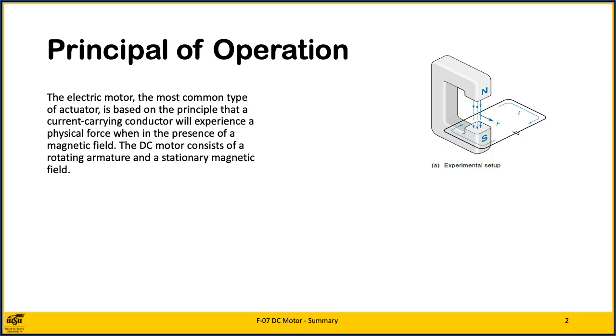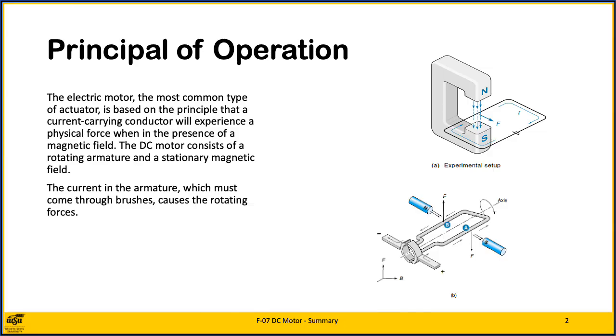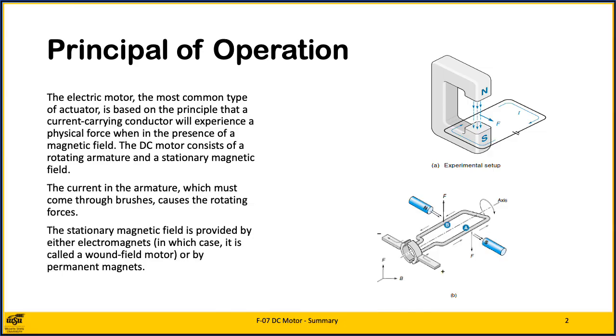The DC motor consists of a rotating armature and a stationary magnetic field. The current in the armature, which must come through the brushes, causes the rotating forces. The stationary magnetic field is provided by electromagnets, in which case it is called a wound field motor, or by permanent magnets, in which case it is called a permanent magnet motor.